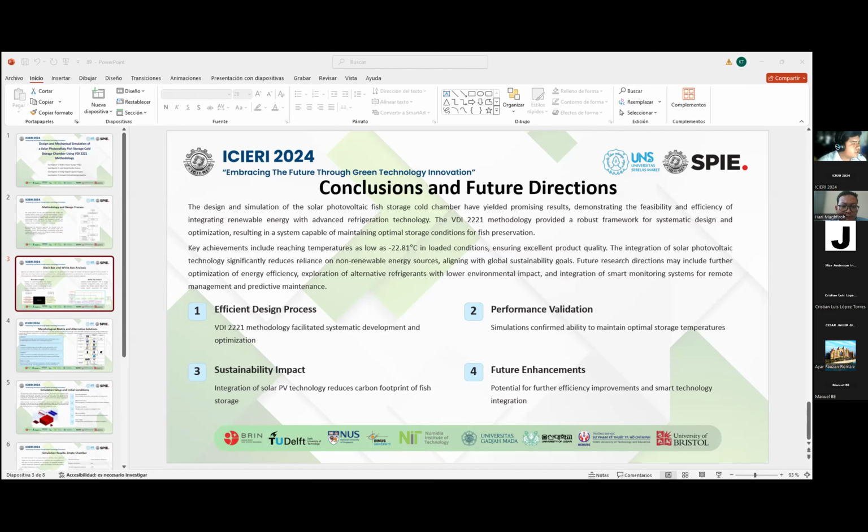One, efficient design process: the methodology facilitates systematic development and optimization. Two, performance validation: simulations confirm the ability to maintain optimal storage temperatures. Three, sustainable impact: integration of solar PV technology reduces the carbon footprint of fish storage. And four, future enhancements: potential for future efficiency improvements and smart technology integration. That's all, and thank you.